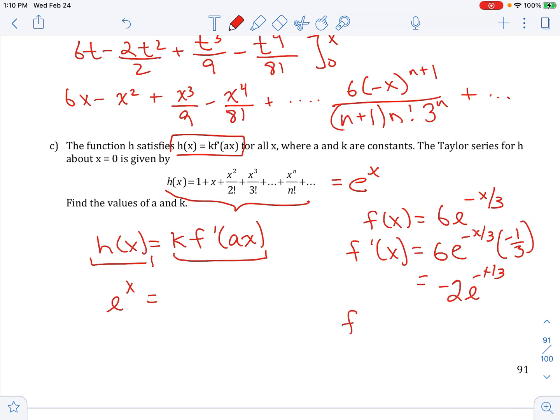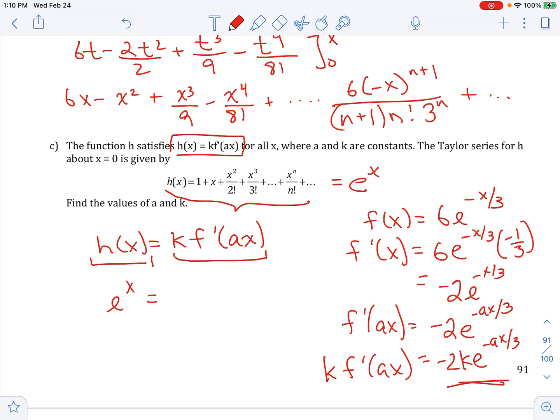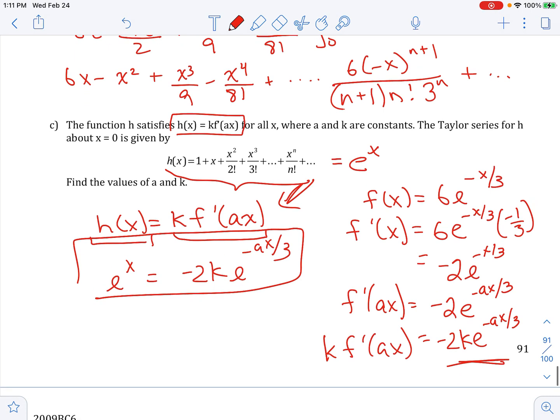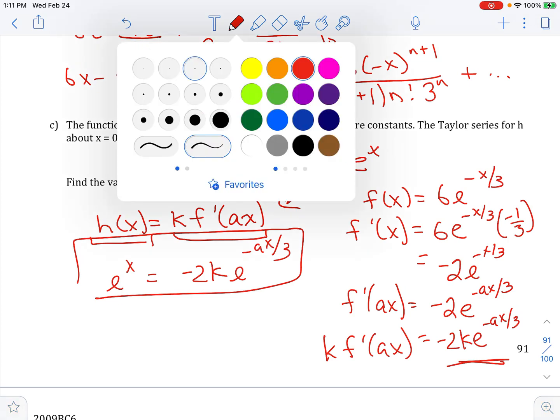But what do I need? I need f prime of ax. Well, what does this mean? This just means replace x with ax in the function f prime. So that would be negative 2e to the negative ax over 3. And then putting a k in front just means multiply by k. So this is all of this piece right here. So now I have two functions equal to each other, and I can figure out what k and a are.